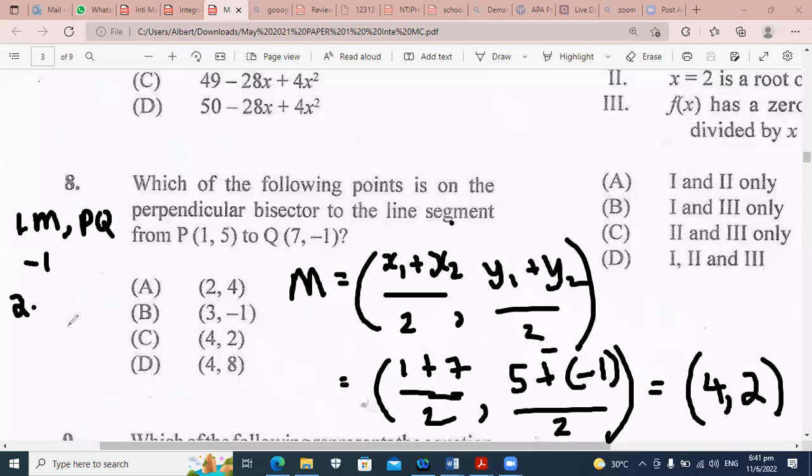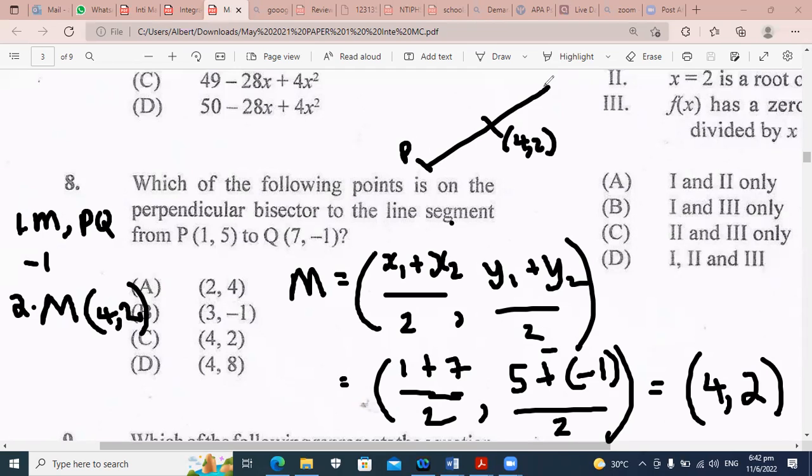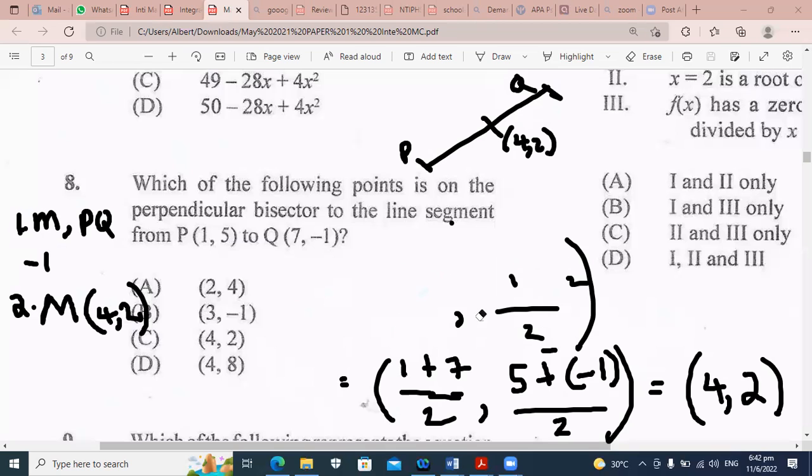Yes, sir. So the midpoint is 4 and 2. Are we clear? So the middle of the line is 4 and 2. Any questions? All right, then. I told you there's a lot of things you have to do, right?